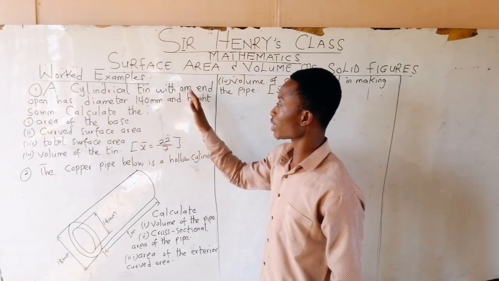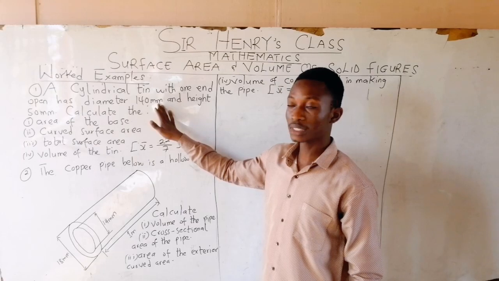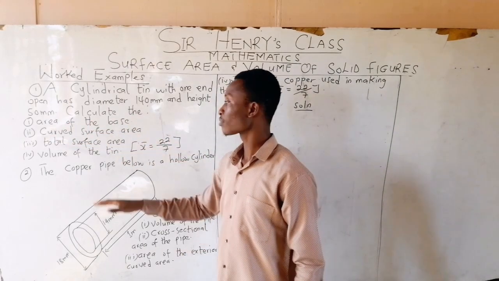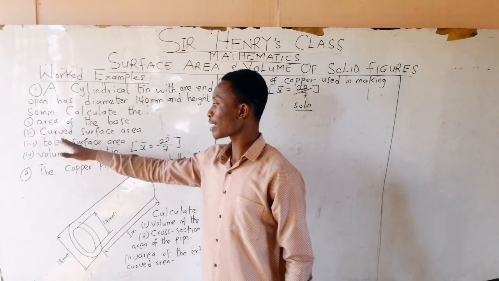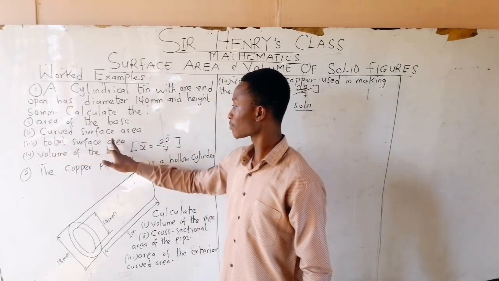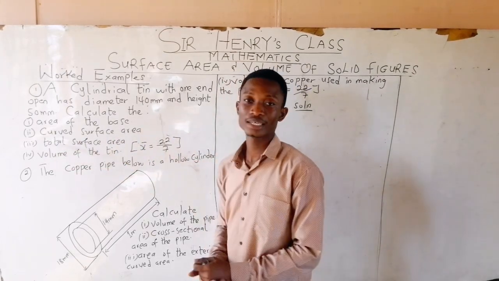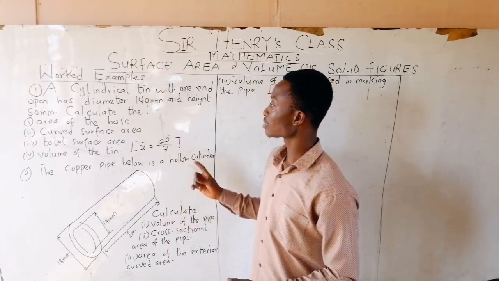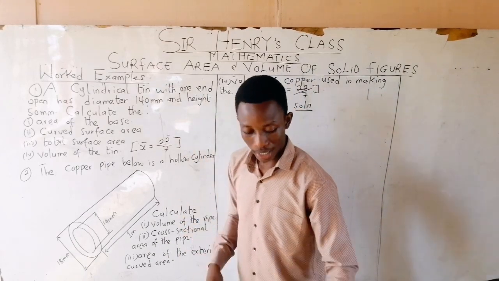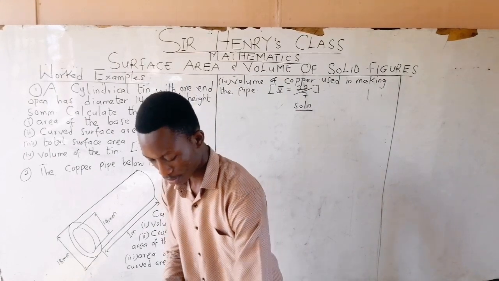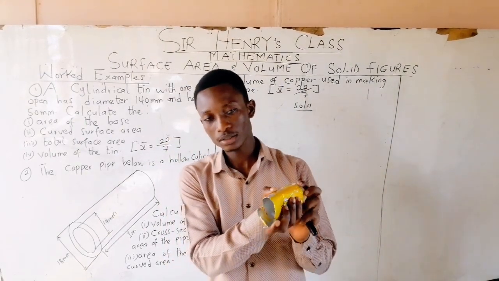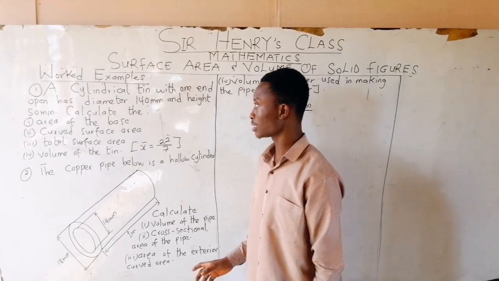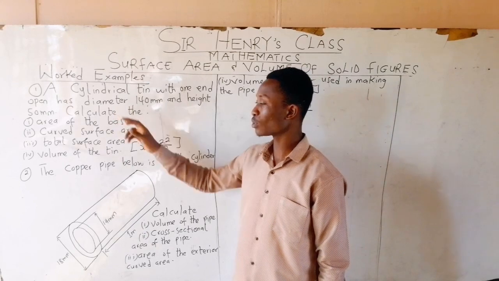A cylindrical tin with one end open has diameter 140 millimeters and height 50 millimeters. Calculate: I, the area of the base; II, the curved surface area; III, the total surface area; IV, the volume of the tin. So it says a cylindrical tin, a tin in the shape of a cylinder, has one end open, the other end closed. Good. Now the diameter is 140 millimeters and the height is 50 millimeters.